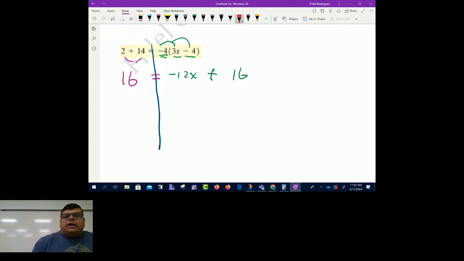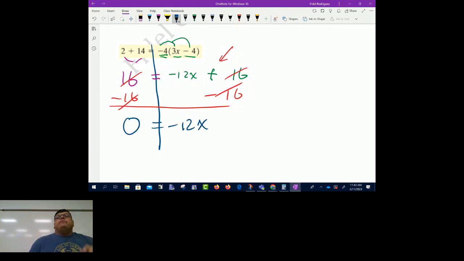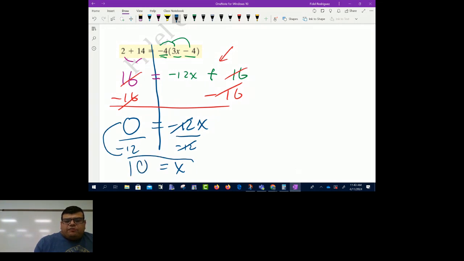Okay, we want to get rid of that positive 16, so we're going to minus 16. So right here, 16 minus 16 is 0 equals negative 12x. If we were to divide everything here by negative 12, remember what we said? When we're dividing into 0, my answer is still going to be 0, right?